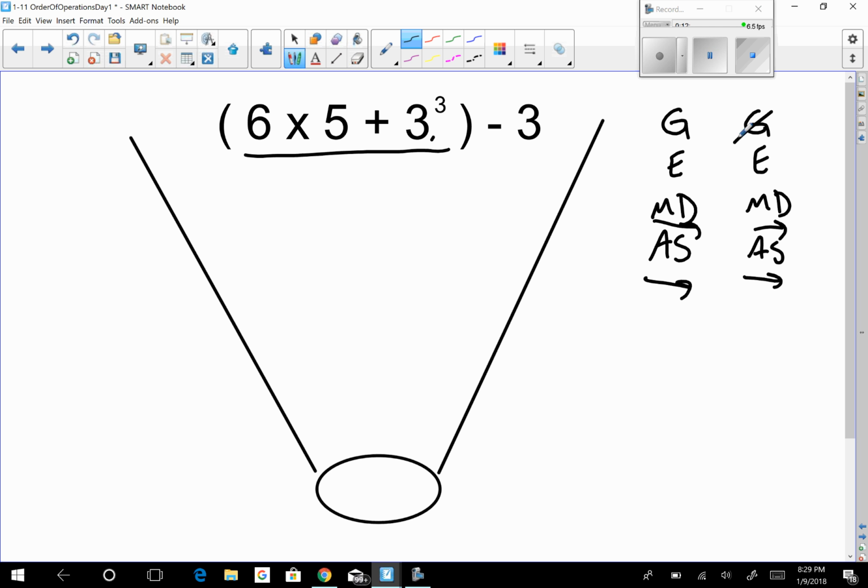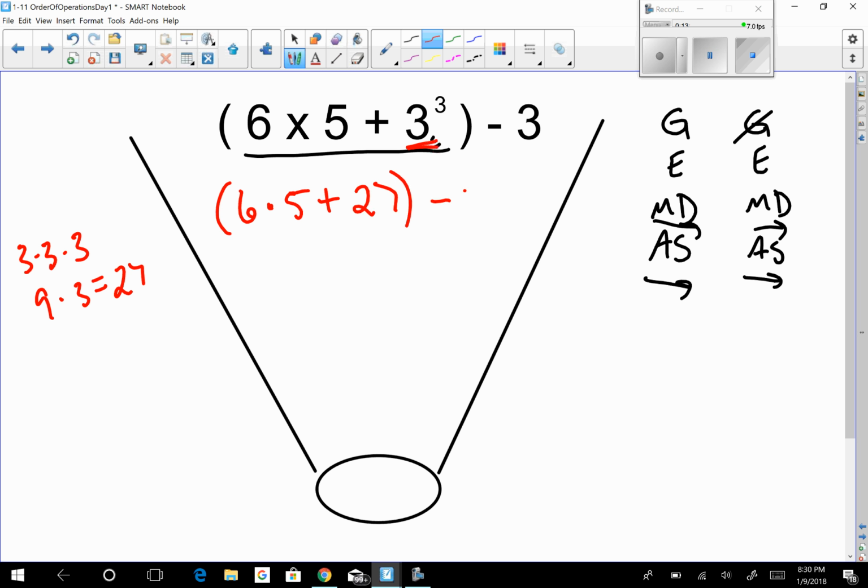There's no grouping. Do we have exponents in this little problem? Yes. So underline that. I'm going to do that in a different color. So we've got 3 cubed, which is 3 times 3 times 3. 3 times 3 is 9. Times 3 again is going to be 27. So we have 6 times 5 plus 27. And then minus 3.